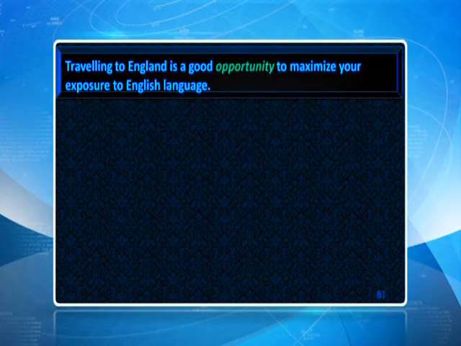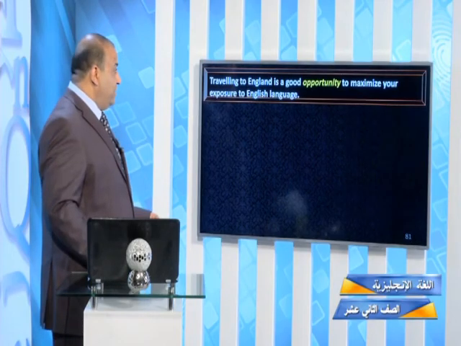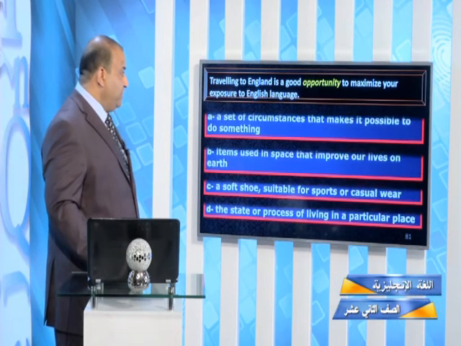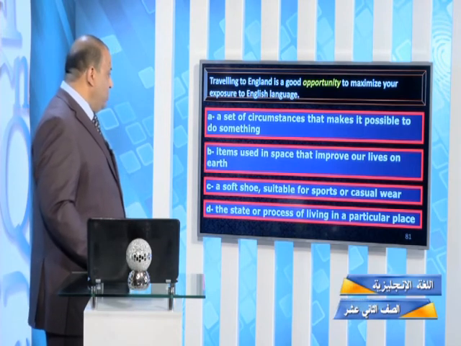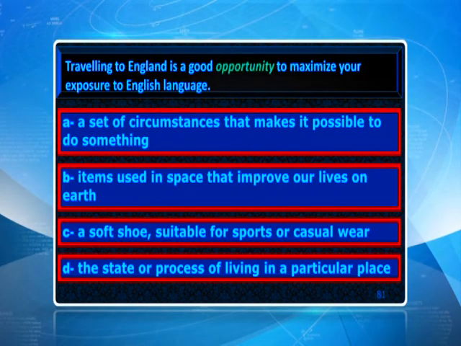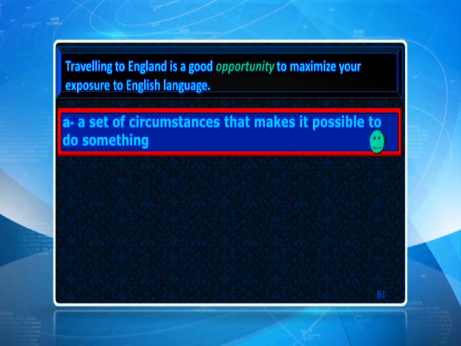Let's move to the following sentence. Traveling to England is a good opportunity to maximize your exposure to English language. Now, here we are after the word opportunity, which is a noun. Is it a set of circumstances that makes it possible to do something, or items used in a space that improve our lives on earth? A soft shoe, suitable for sports or casual wear, the state or process of living in a particular place. That's good, very good. It's a set of circumstances that makes it possible to do something.